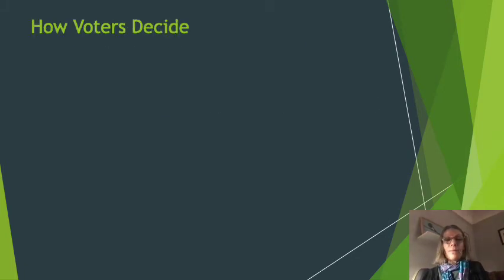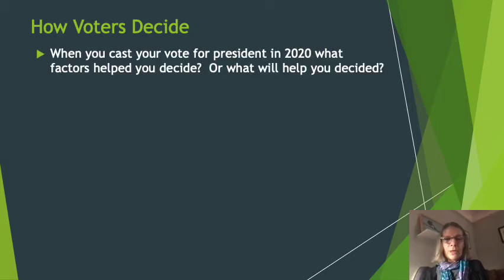Okay, so now let's talk about how voters decide. We've talked about the methods used for determining winners, but when you actually go into the voting booth and decide that you're going to vote for a particular candidate, what do voters take into consideration? Well, maybe use yourself as an example. I know some of you in this class did vote in the 2020 election. And so when you cast your vote for the president in the 2020 election, what factors helped you decide? Like, what did you think about?